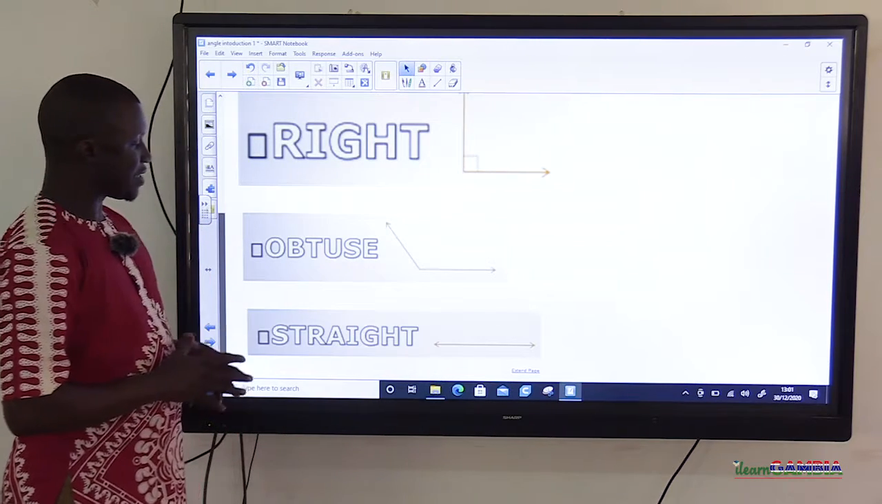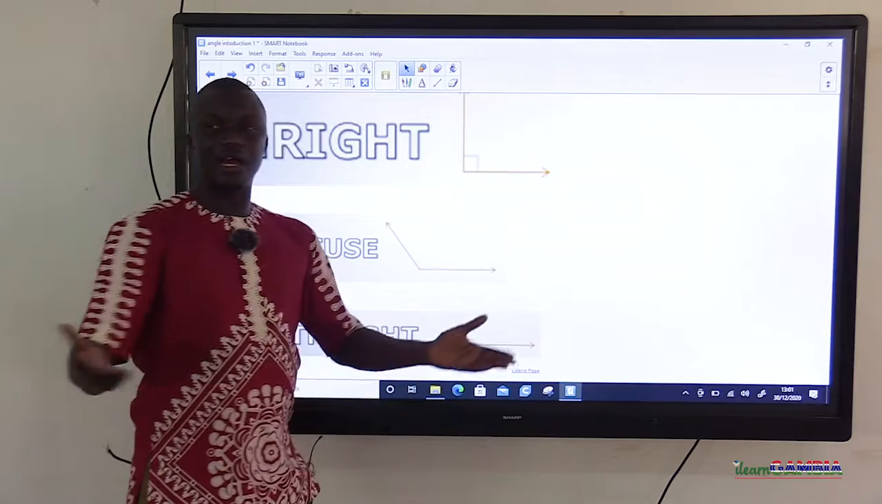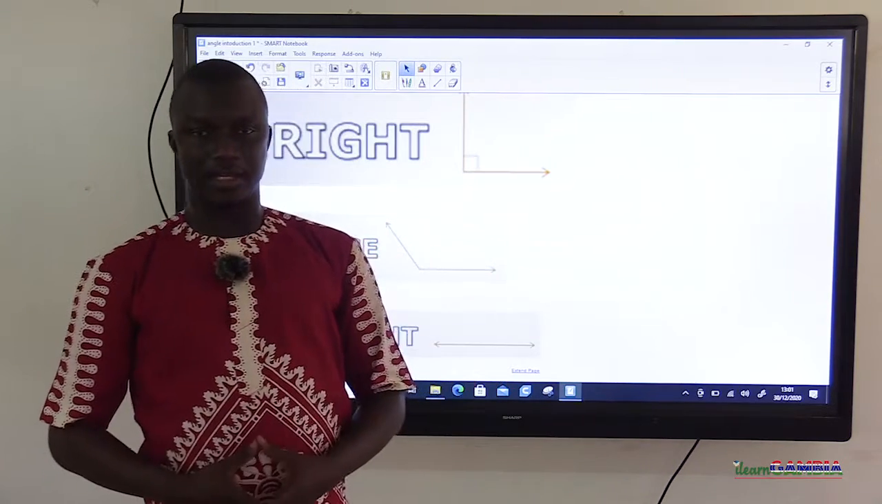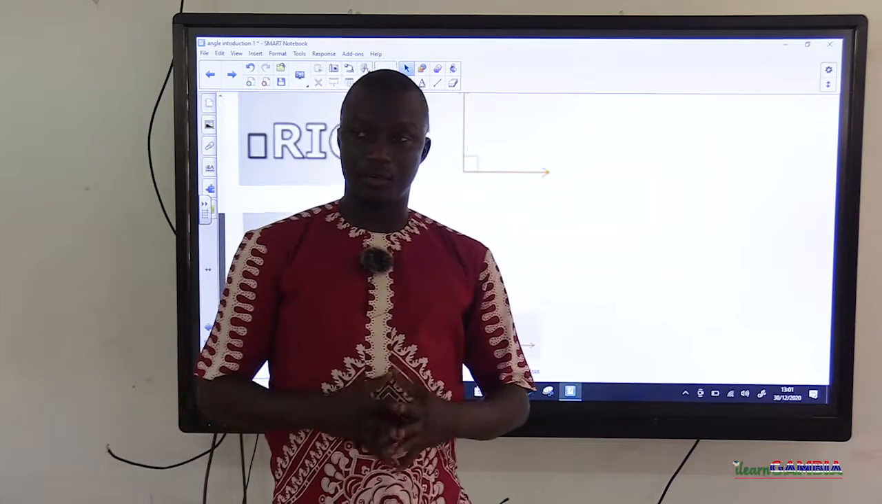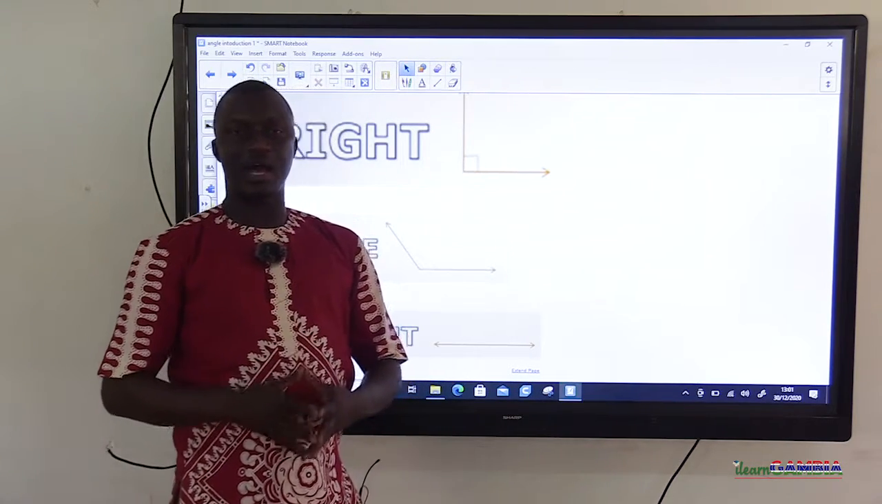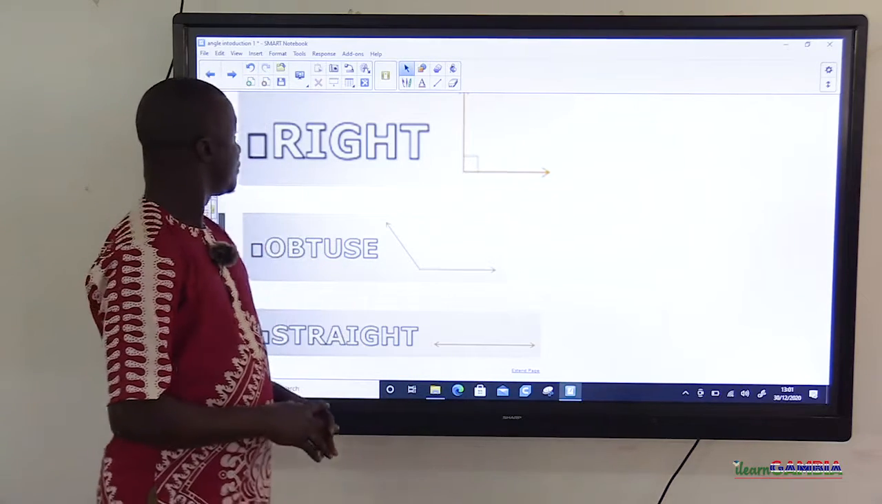So the last one here, we have straight angles. Sometimes you call it straight line angles. This equals 180 degrees. Nothing less than that and nothing more than that. Any angle that is 180 degrees is referred to as a straight angle.